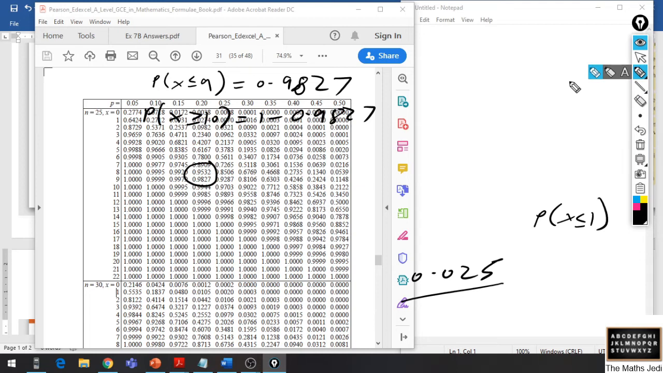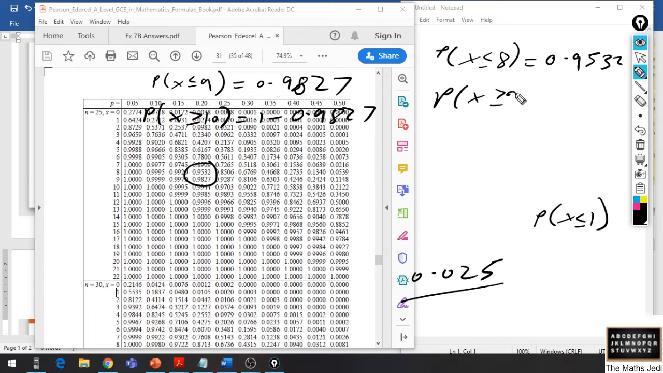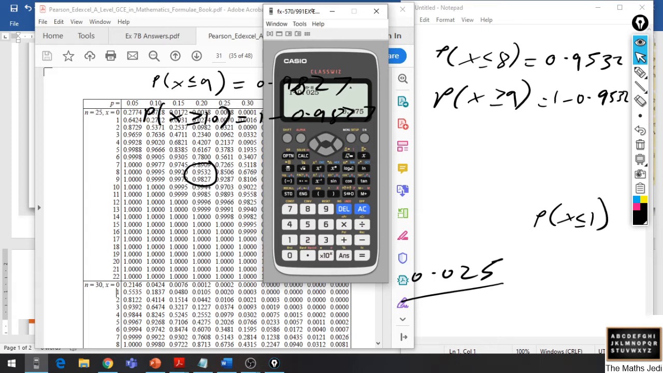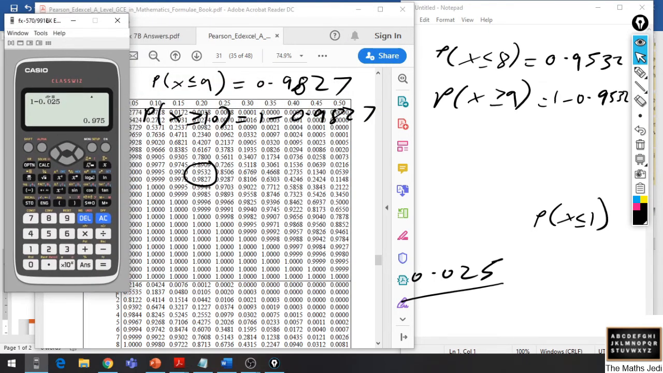The second one here, the probability of it being less than or equal to 8 is 0.9532. So the probability of it being more than or equal to 9 will be 1 minus 0.9532. We can use our calculator to work out those two values, just to have a look at what's going on.